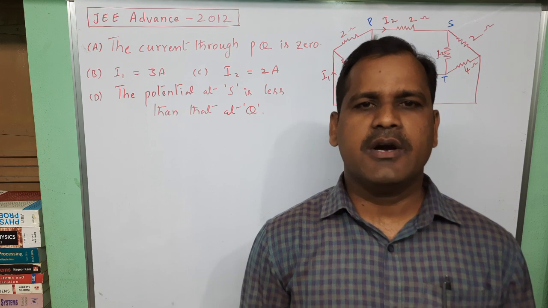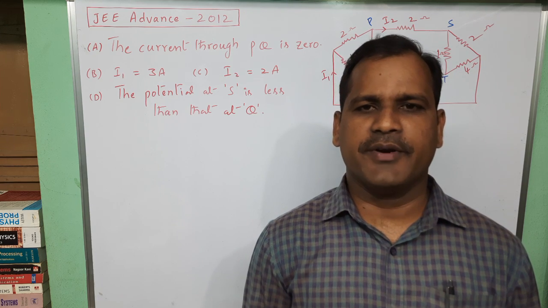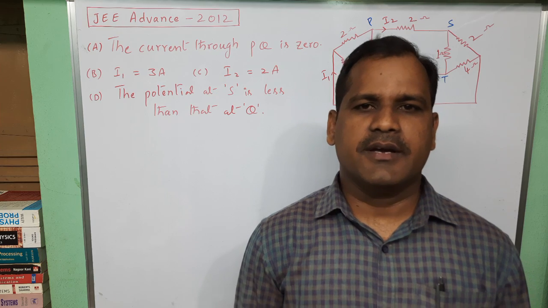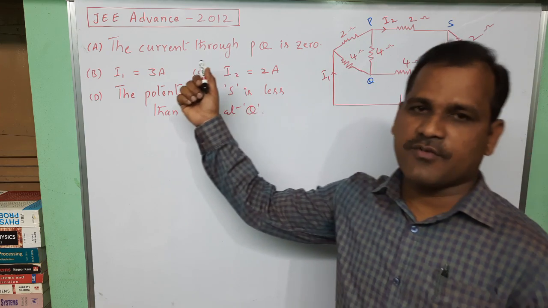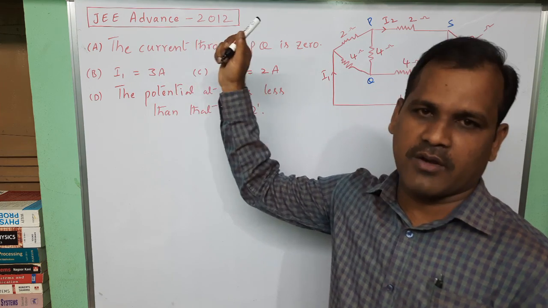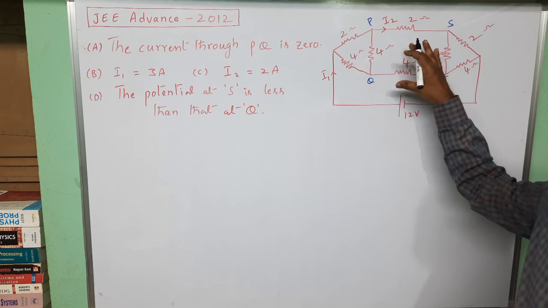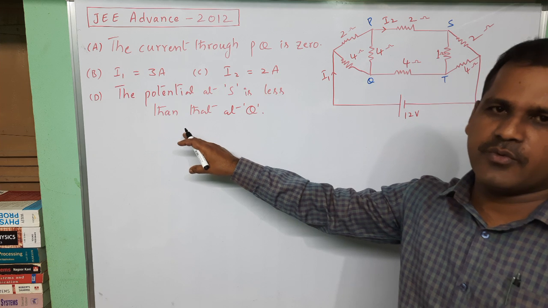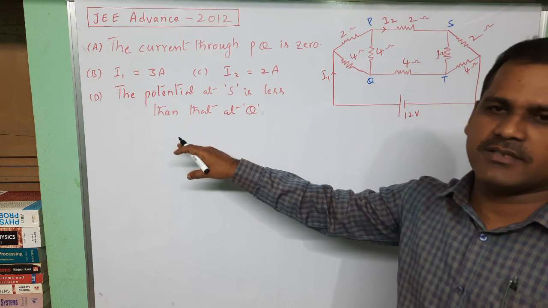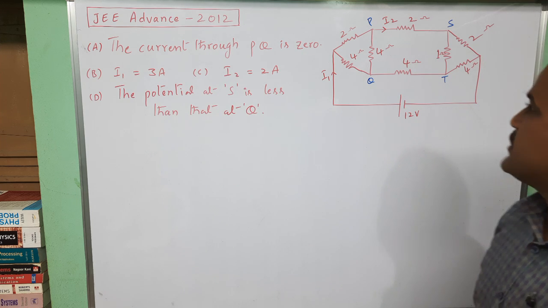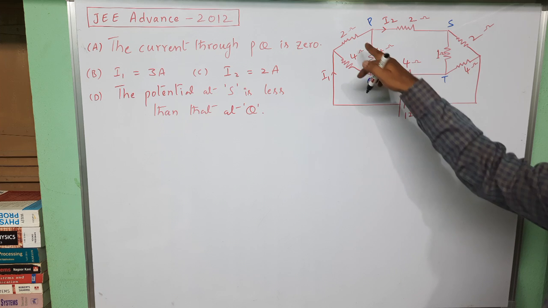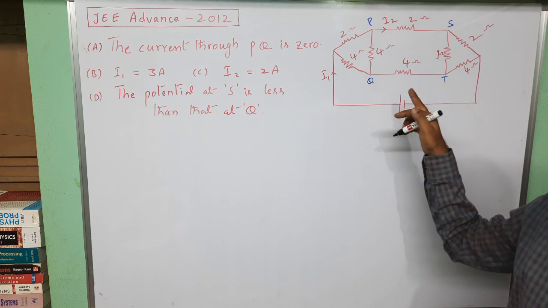In this video, we are going to solve a problem from the unit current electricity. I have considered this question from the JEE Advanced 2012 paper. In this question, we get a circuit like this. About this circuit, there are 4 statements. We have to find which of these are true. Let us see first this circuit. It consists of some configuration of resistors like this.